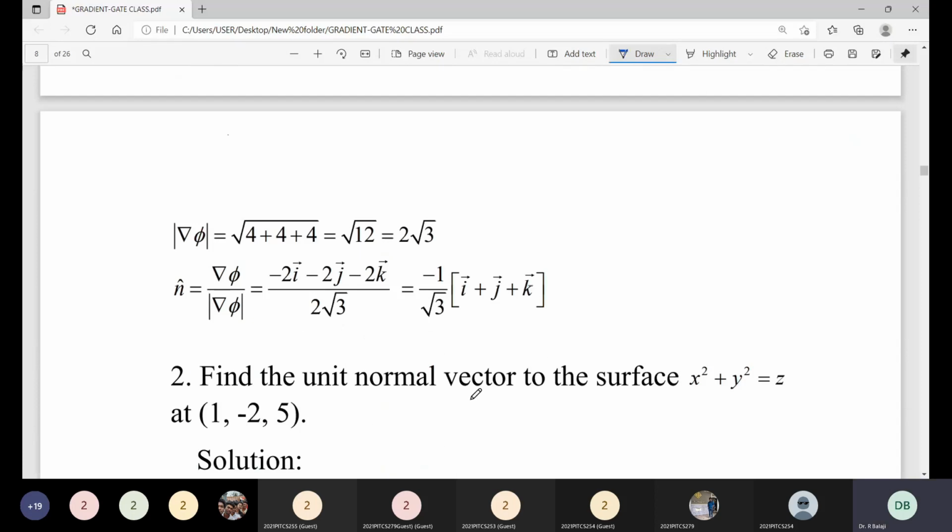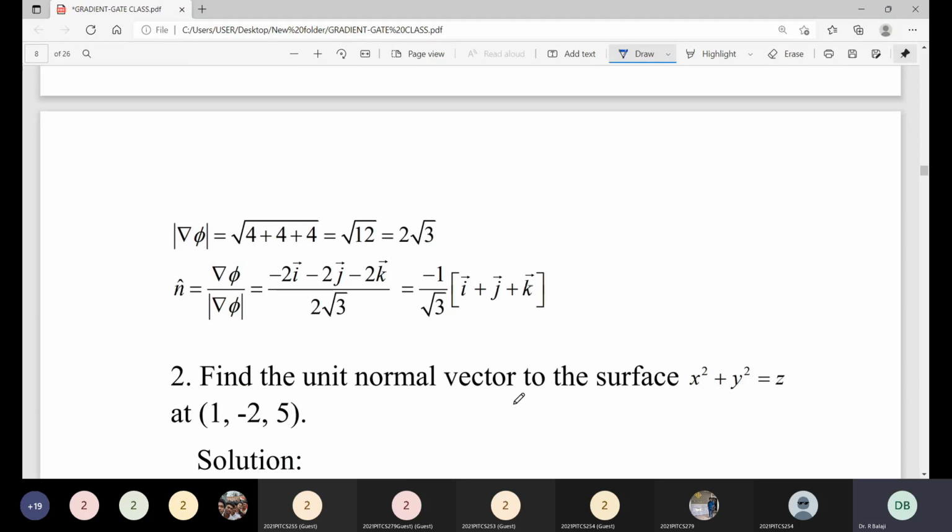Modulus of del pi is equal to root of 4 plus 4 plus 4, which is equal to root of 12, which is equal to 2 root 3. N cap is equal to minus 2i vector minus 2j vector minus 2k vector divided by 2 into root 3, which is minus 1 by root 3 into i plus j plus k. Next, second problem.